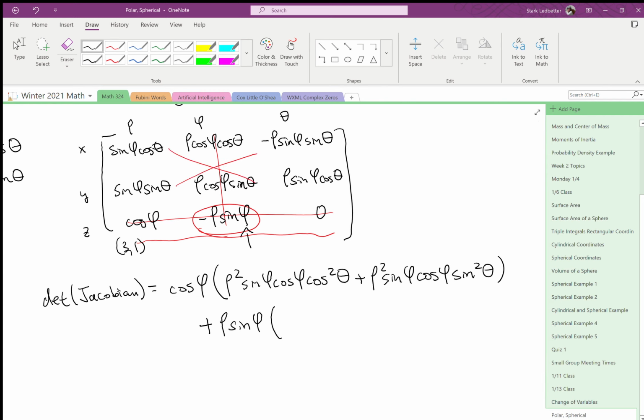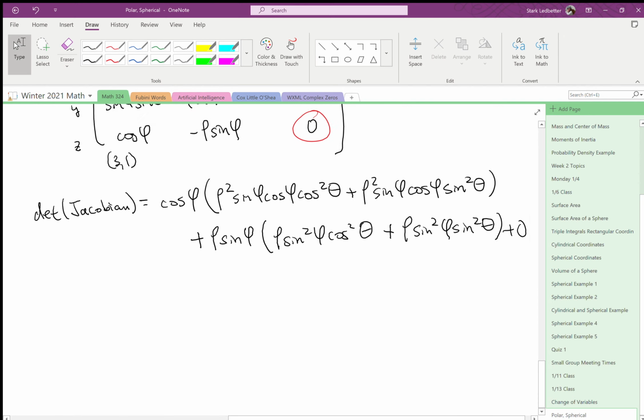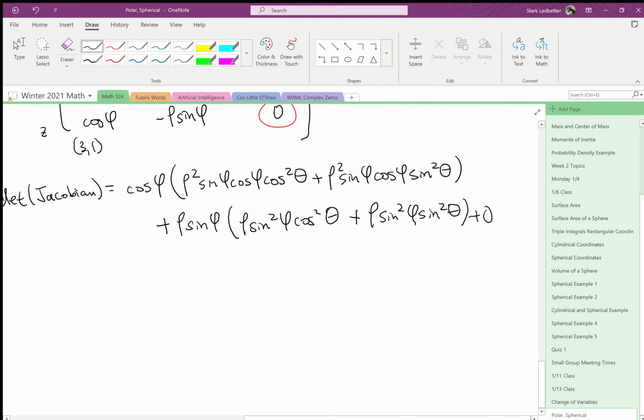Do this a little bit faster this time. This is rho sine squared phi cosine squared theta minus negative, again, there's a negative in one of those, rho sine squared phi sine squared theta. And then I need a third term, but luckily I have a zero here. So the third term is plus zero. That's the whole determinant. And now we can probably clean this up a little bit.